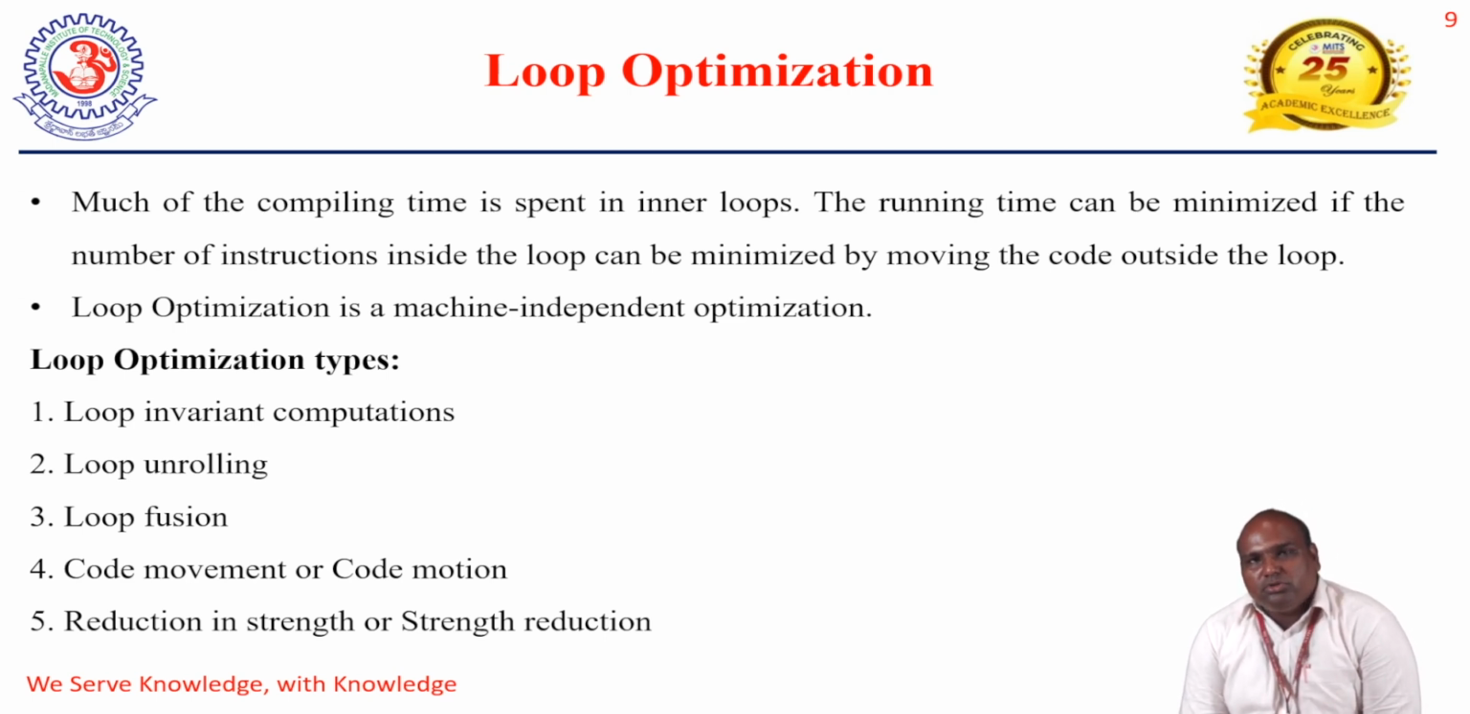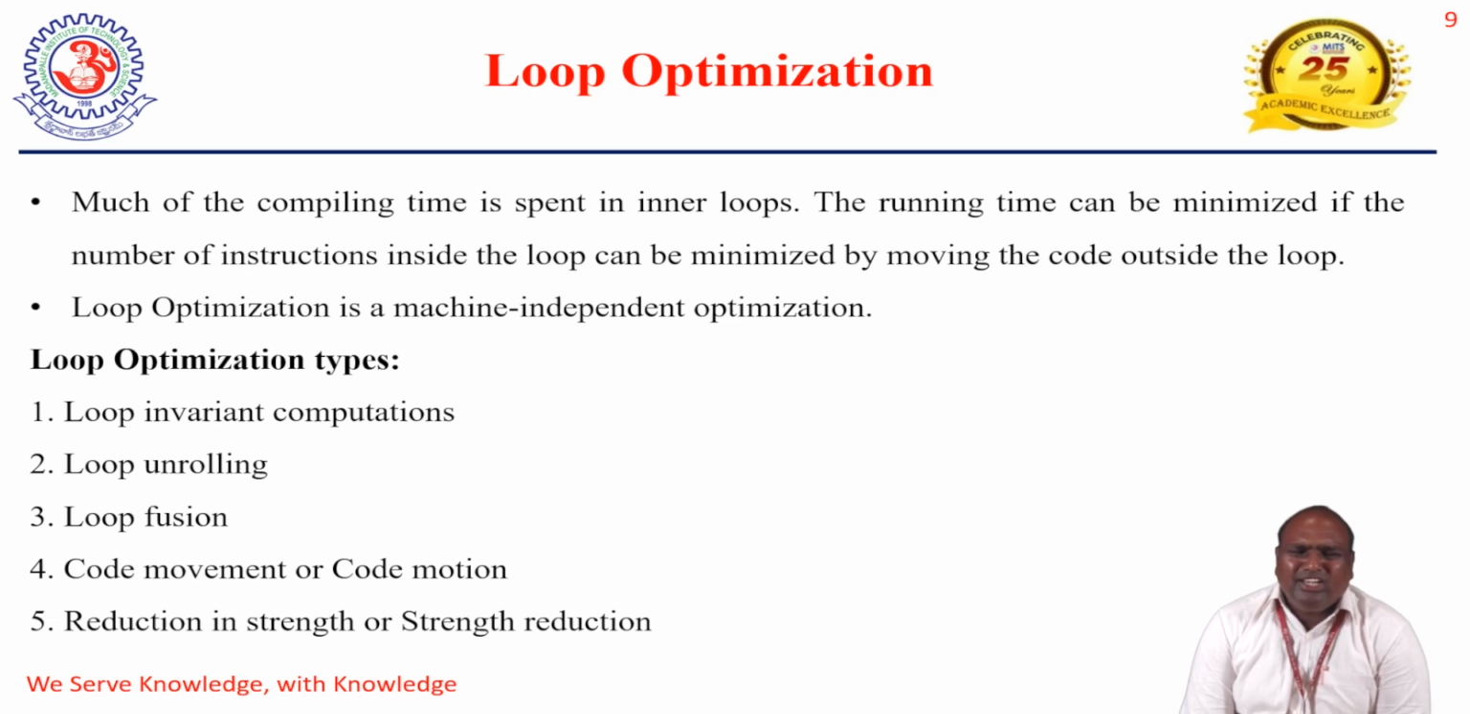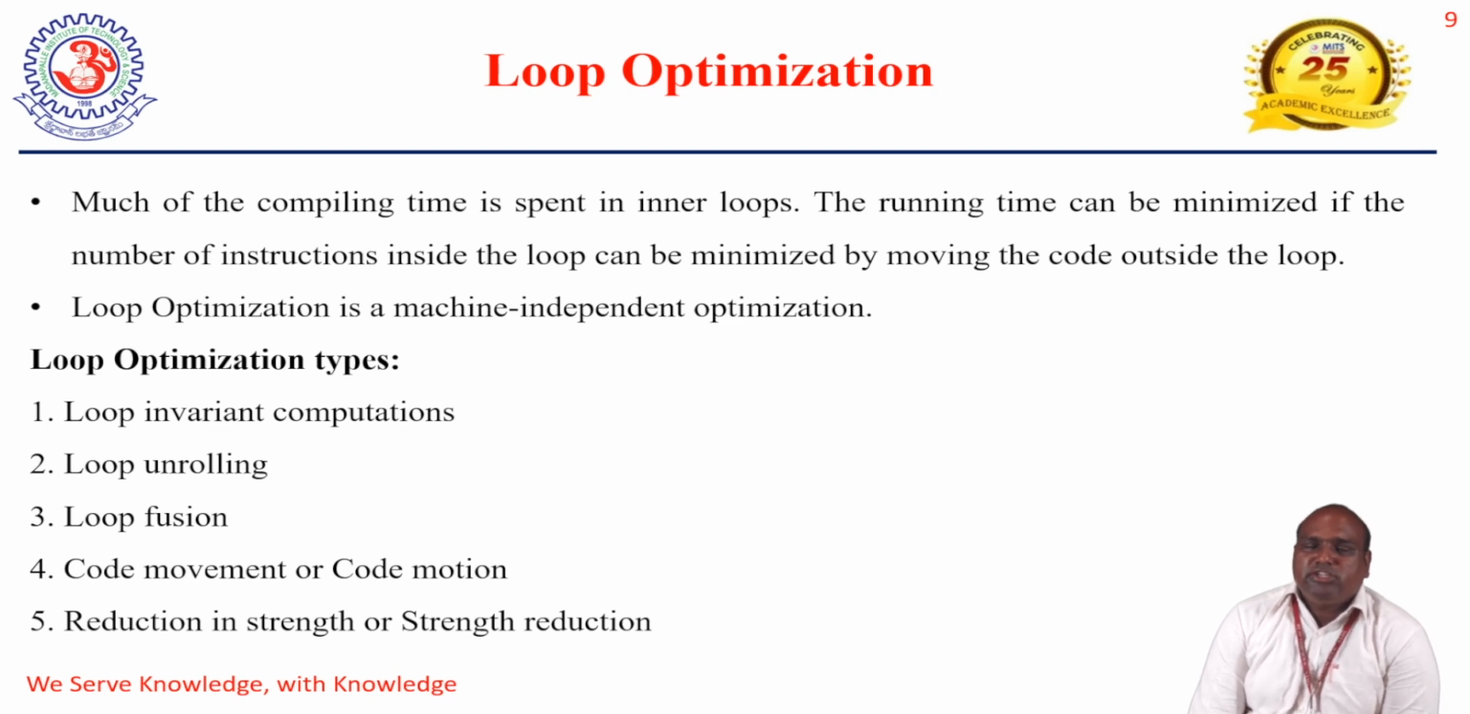These principal sources of code optimization, loop optimization and basic blocks optimization, come under machine independent code optimization techniques. There are different types, but the concept is the same: we have to optimize the code, the compile time, and the space. Loop optimization again has several types. Five types are there: loop invariant computations, loop unrolling, loop fusion, code movement or code motion, and strength reduction. Next we'll see them one by one.